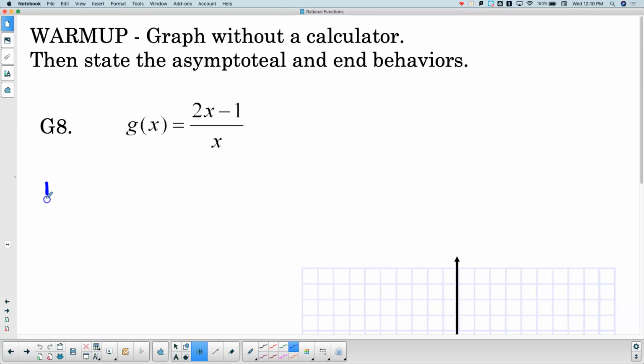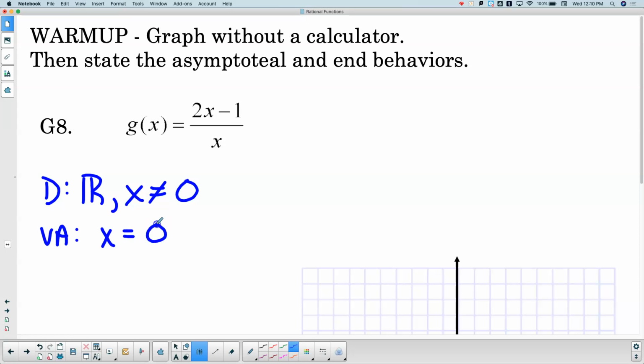So I've got a domain here of all real numbers, but x can't be 0. Yes? I've got a vertical asymptote then at x equals 0. Yes? I've got a horizontal asymptote. I've got a degree on the top of 1 and a degree on the bottom of 1. So that's y equals a over b, so that's 2 over 1. So that's y equals 2 for the horizontal asymptote.